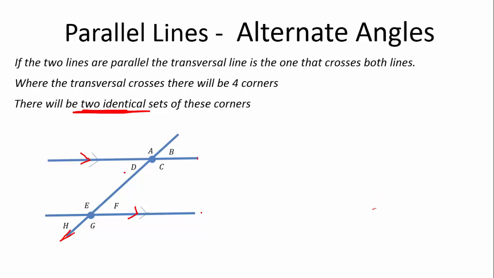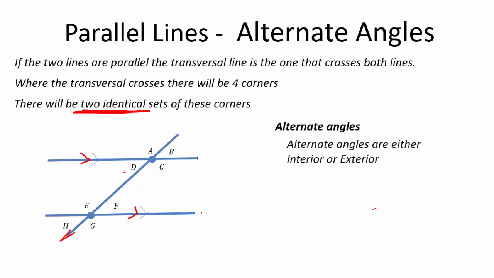So what else is nice about this? Let's look at alternate angles, right? An alternate angle is either interior or exterior. So what do I mean by that? An interior angle would be D and F, or C and E. So D and F are alternate interior angles. They're on the inside of the two parallel lines, and they're alternate. They're on different sides of the transversal. Another one is C and E, and here we have C and E. Again, these are alternate interior angles.